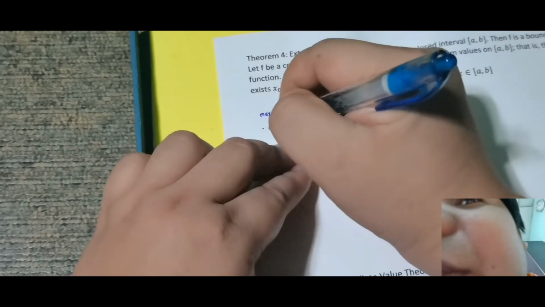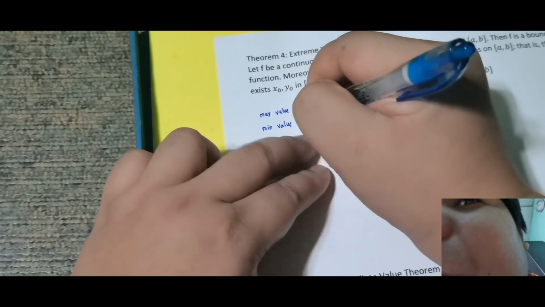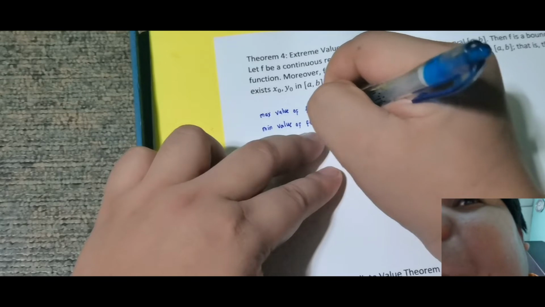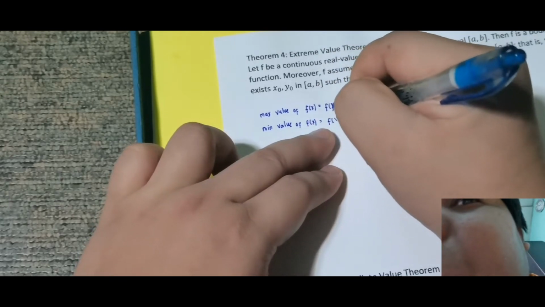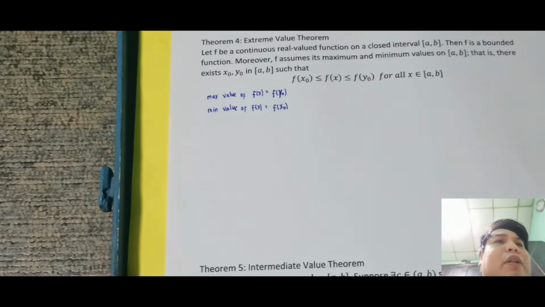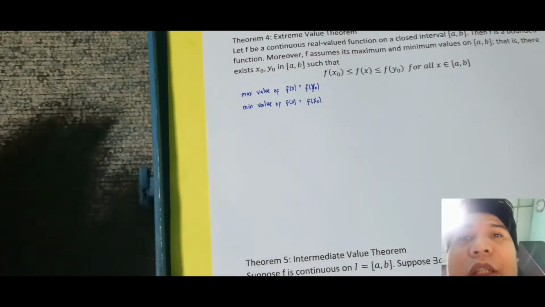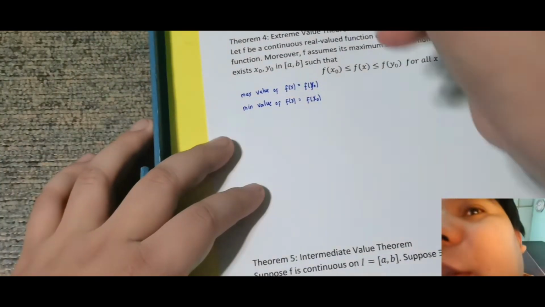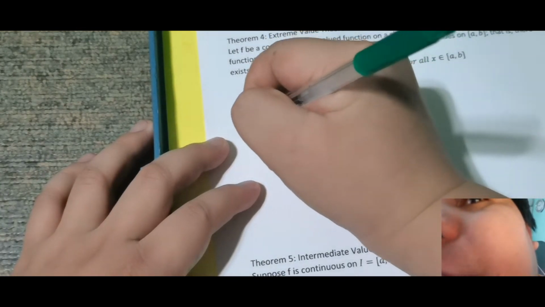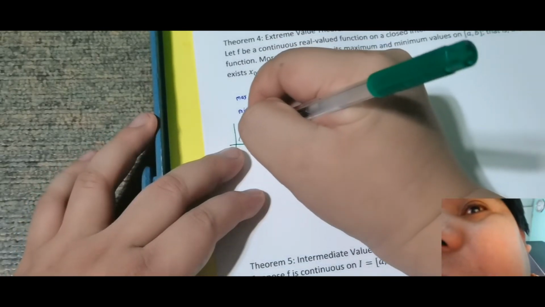Then yung minimum value of f of x is equal to f of x naught naman. Ngayon in terms of itsura ng drawing, paano ba magiging itsura nito? Marami pa siyang possibility. It's either yung graph ng function is ganito. So drawing na lang ako ng mga itsura.